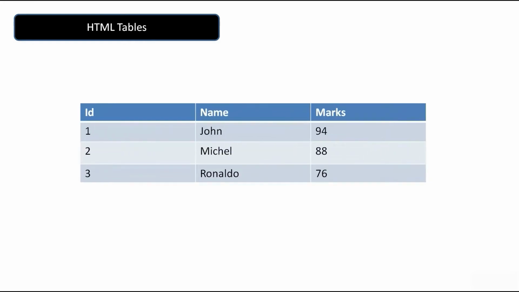So now let's understand HTML tables with a real-time example. I have already mentioned the table title as students table. Here also we will take the example of a students table. You can see this is our example table. This is the students table with 3 columns: ID, name, marks. And we have 3 rows for this table: ID1, ID2, ID3. The names are John, Michael, Ronaldo. Marks for John are 94, Michael 88, and Ronaldo 76.